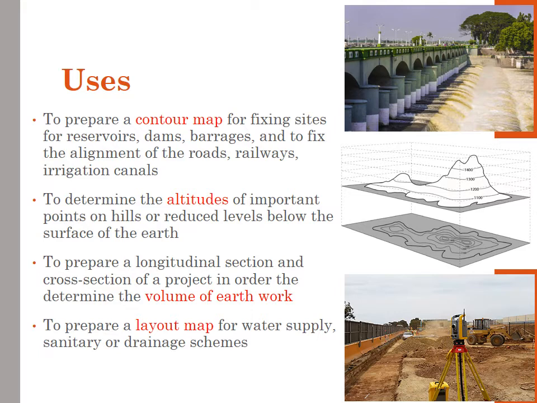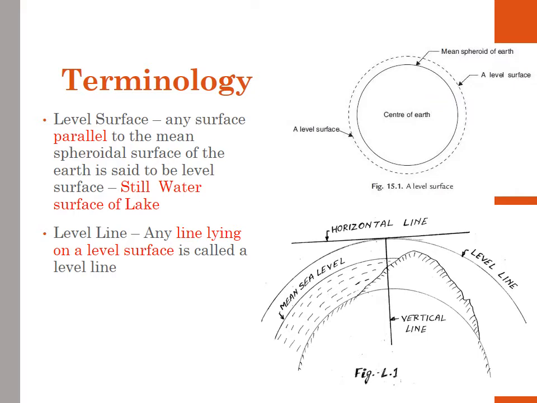The second use is we can determine the altitudes of different points on a hill. The third one is that leveling is useful for calculating the volume of earthwork. Earthwork is nothing but how much soil should be excavated, or how much soil should be added to fill a pit. That can be done with the help of leveling. And the last one is we can prepare a map for laying out a water supply or a drainage line. In coming slides I'll be explaining different terminologies used in leveling.